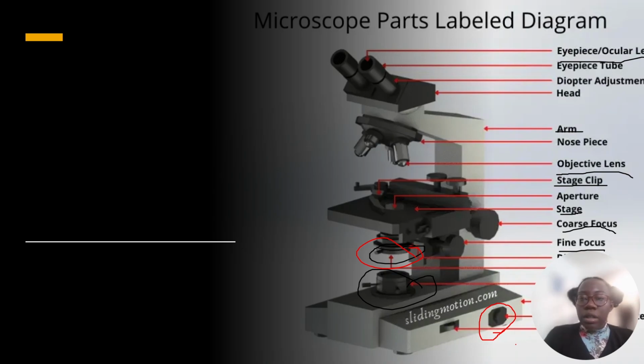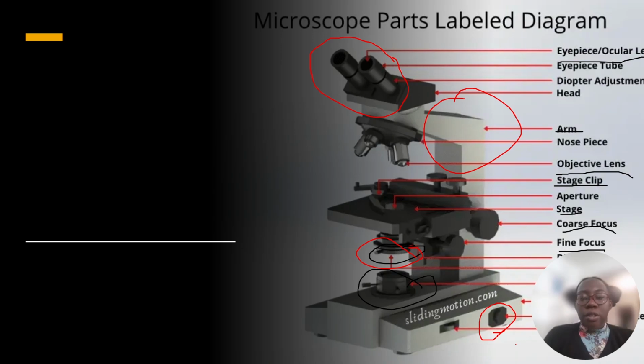So for the ocular lens, its function is to allow you to see, so to put your eyes and see the specimen that you're analyzing. And it also allows you to magnify. This one has a magnifying power of 10. Here you have the arm. The arm of the microscope is what you use to actually carry the microscope.